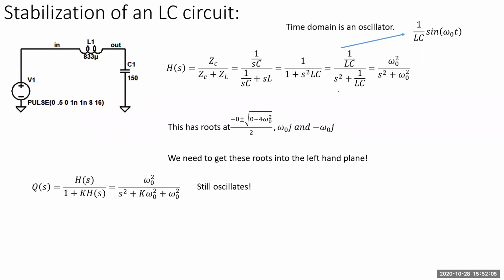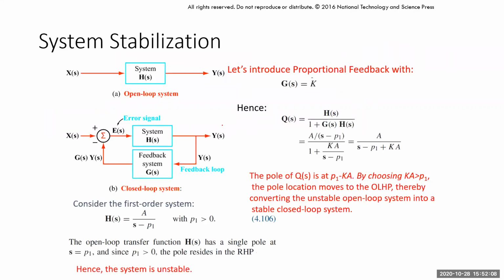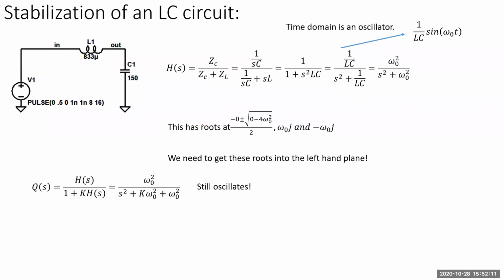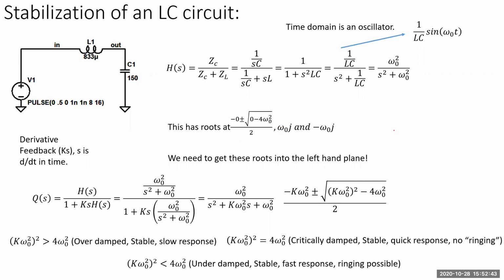So if we follow this here, where G of S is K, and here's my H of S right here, when I multiply it through and simplify, I get S squared plus K times omega naught squared plus omega naught squared. Well, there's no S term. It doesn't exist, it's missing. So it'll still oscillate, it just oscillates at a different frequency. So we need to get that real part.